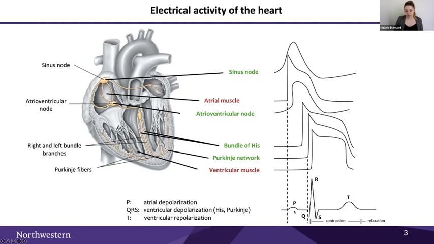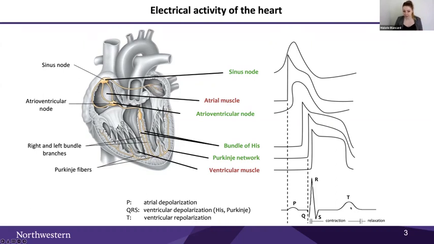Here you have the P wave that corresponds to the atrial depolarization. If you look at the action potential here, it definitely matches. It's when the two atria contract. Then you have the QRS complex, which matches this moment with the ventricular muscle, so the ventricles are going to contract. And then the T wave is the relaxation, the repolarization of the ventricles, so the ventricles are going to relax.